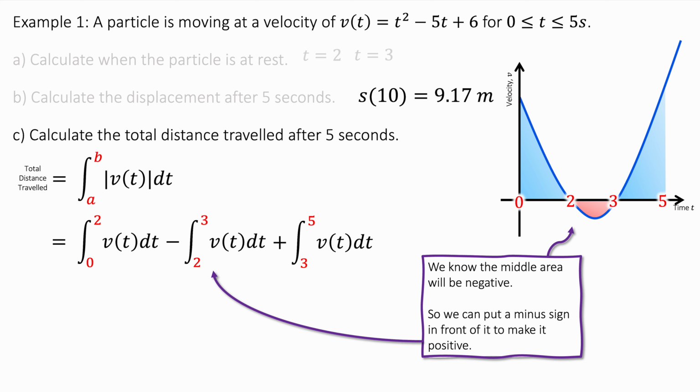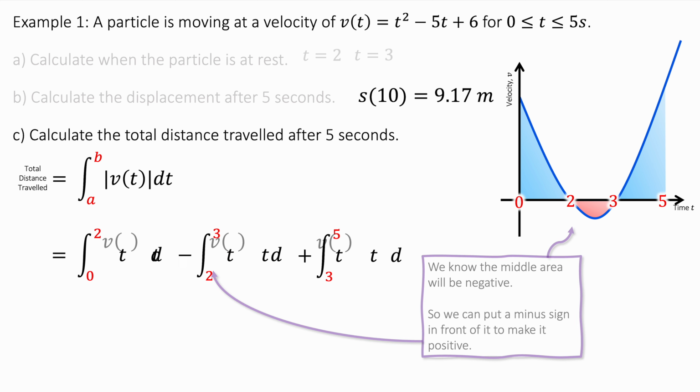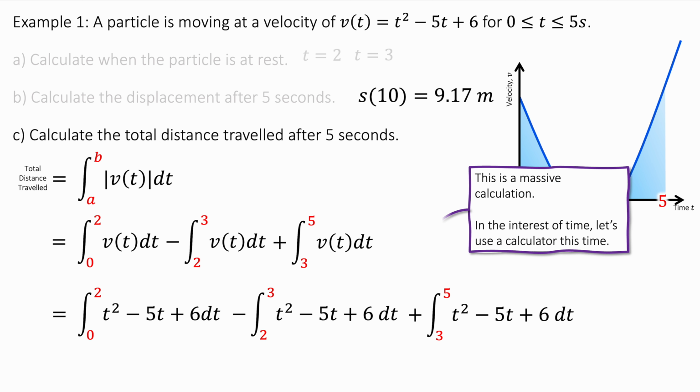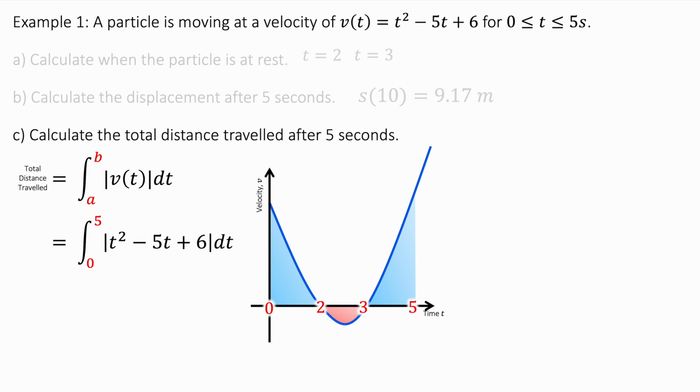To make that positive, I've just put a minus sign in front of it, so it's a minus minus, and it'll become positive. I can now integrate all of this, and I integrate the velocity like this. However, this is massive. This is too much effort for this video, and I don't think you'll be asked this in the exam. I think that'll be too complicated. So let's use a calculator, and let's integrate the absolute value of velocity between 0 and 5 seconds.